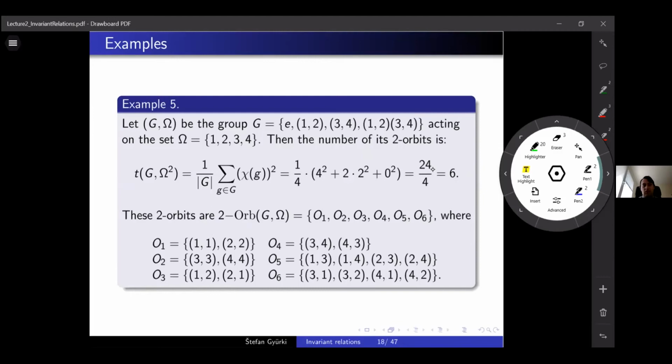Now, let us take again a group with 4 elements, but now a little bit different. Here it is. By that formula, we can count the number of its 2-orbits. We have to divide by the number of elements of the group. The identity has 4 fixed points. The transpositions (1 2) and (3 4) have each 2 fixed points, so I have 2 such permutations, and the last element of the group has no fixed points. So I am obtaining that the number of 2-orbits of this group is equal to 6.